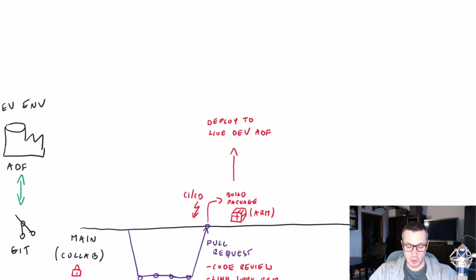Then, once we are happy with the changes on dev environment, maybe there were some additional tests performed on this environment, what we want to do is to grab the same package that was built and deployed on dev environment and deploy it to other environments. And here, for simplicity, let's assume that we deploy directly to prod. Deploy to prod ADF.